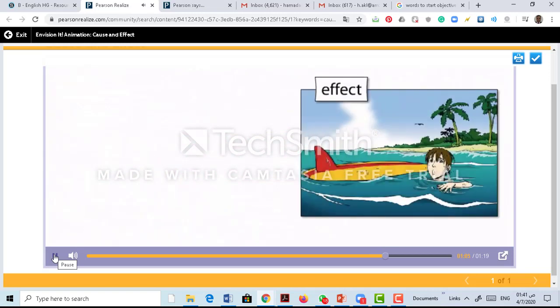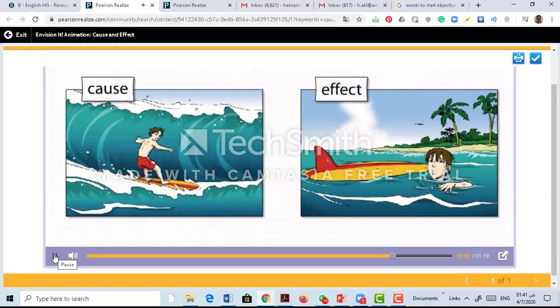Aha! As a result, he was knocked off his board and had to swim to shore. Effect: Rocky was knocked off his board. Cause: big waves hit the shores this morning. I hope Rocky will get back up on his board. I don't want this cause and effect relationship to ruin his surfing career.